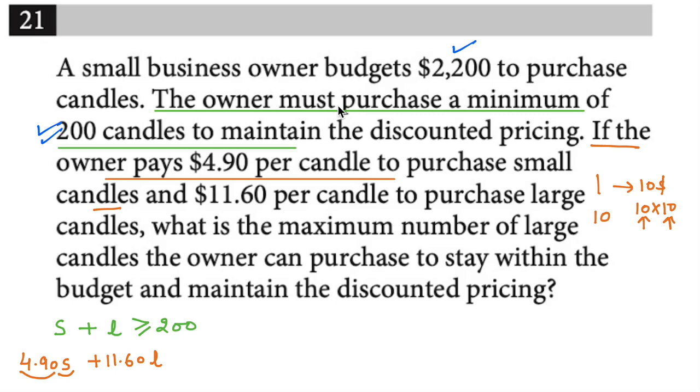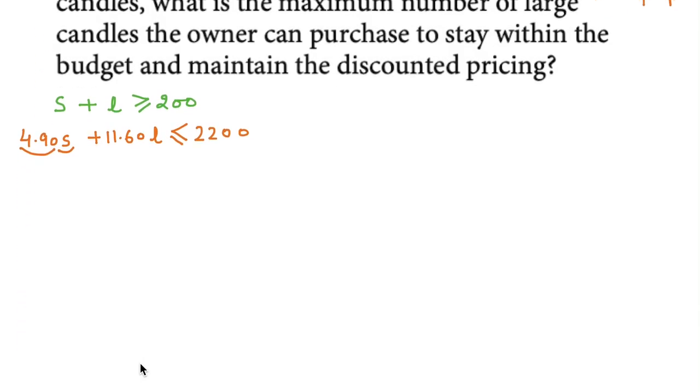Now, the budget to purchase is what the small business owner budgets, this much. That means the budget cannot go higher than this, but yes, it can be 2,200. So it should be less than or equal to $2,200. Now half the part is done. We have communicated with the question, writing down whatever information is given in the form of inequalities. Now the second step is to solve them.